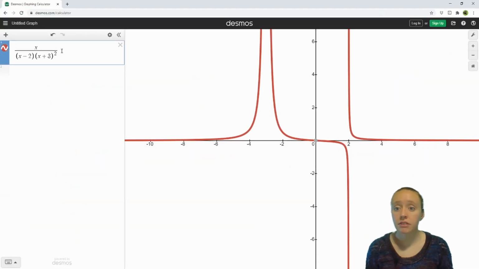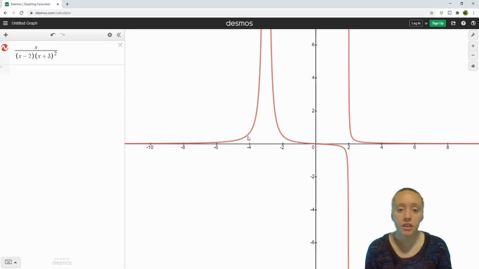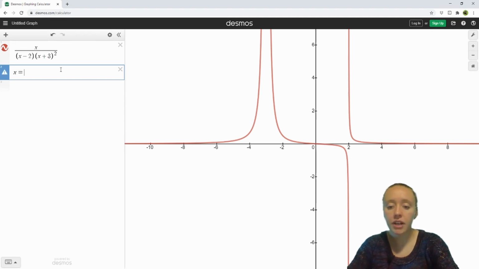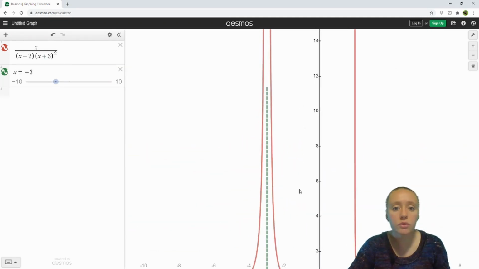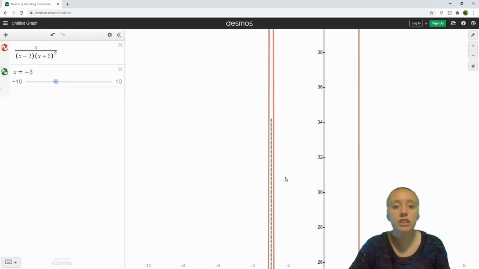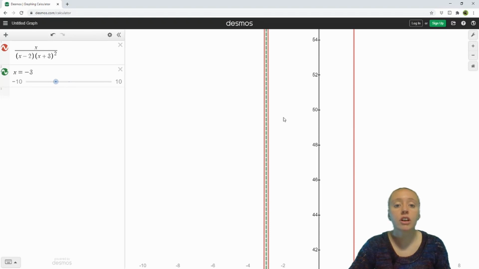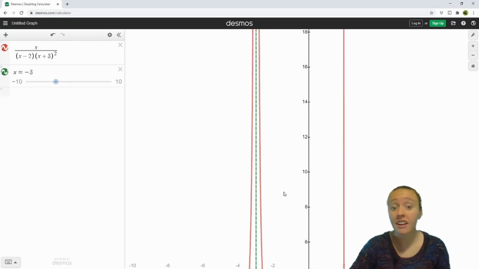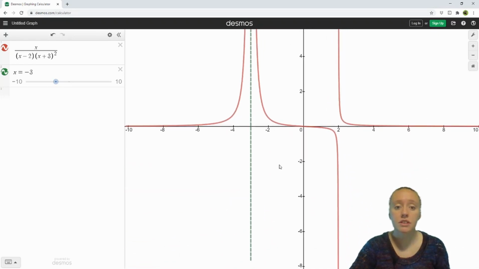So here I've graphed our function. You can see that as we approach -3 from both the left and the right, we're going towards positive infinity, which we confirmed in parts D, E, and F. What I'm going to do now is write that vertical asymptote so that you can see how we're approaching that line. So x equals -3. Look how we're getting closer and closer to that line as our function approaches very large values. So as x approaches -3, our function approaches the line x equals -3 as it goes towards infinity.